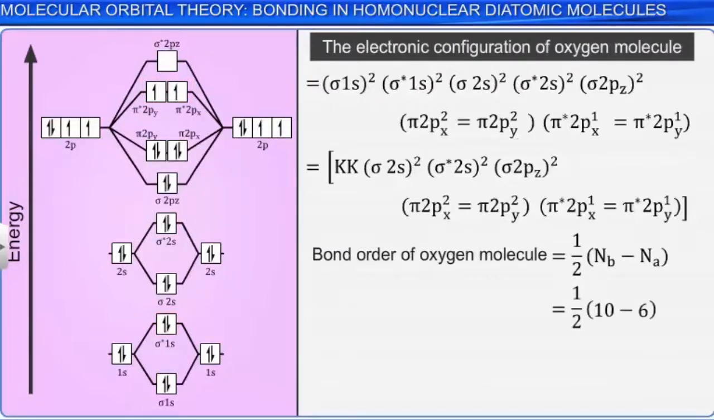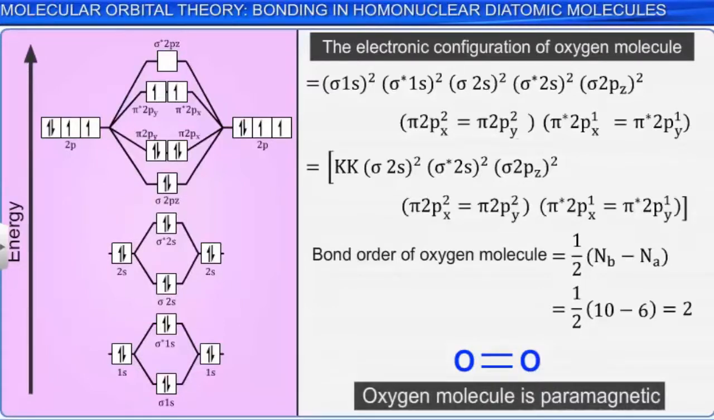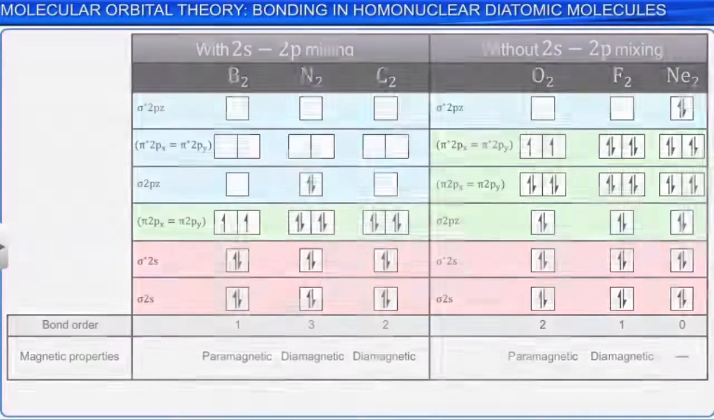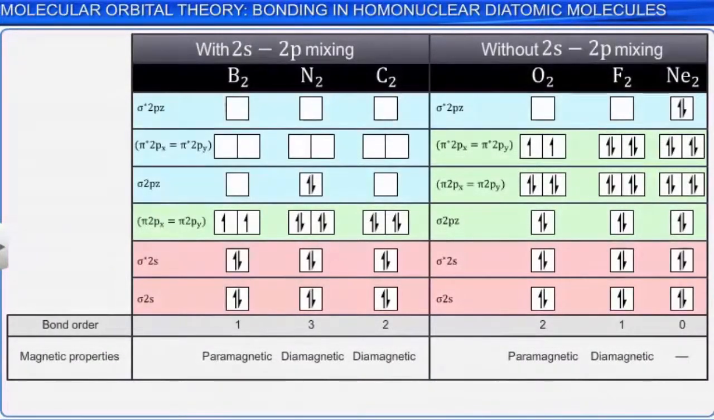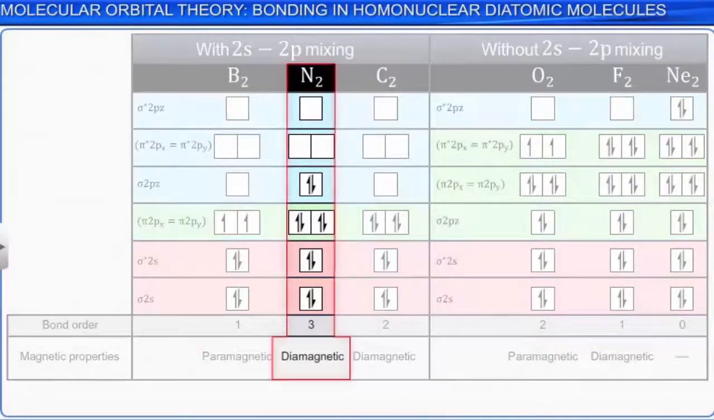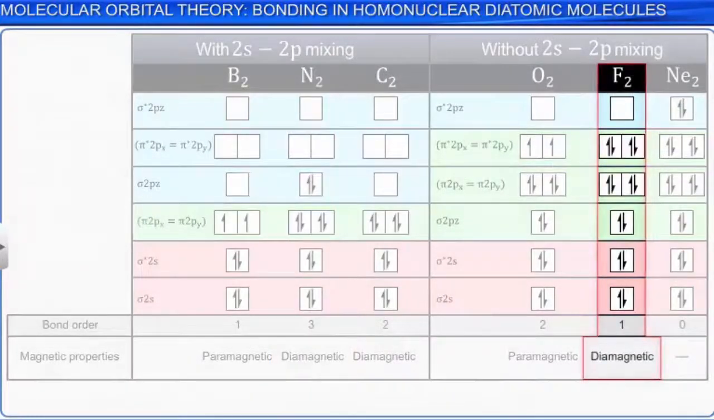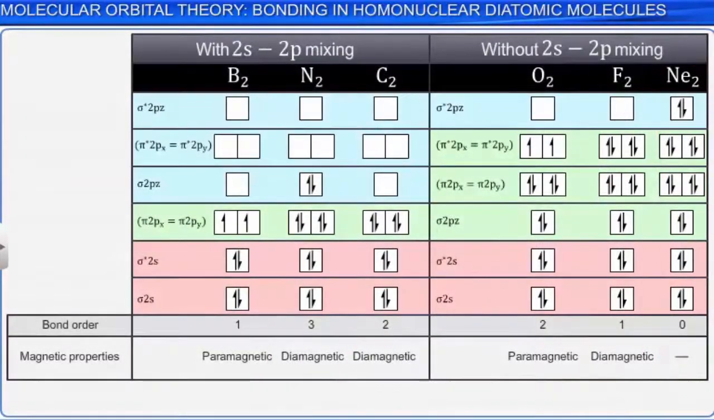Hence, the oxygen atoms in oxygen molecule are held by a double bond. It has been proved experimentally that it is paramagnetic in nature. This is due to the presence of 2 unpaired electrons in its molecular orbitals. Similarly, the electronic configurations of other homonuclear molecules such as boron, nitrogen, fluorine and neon are shown here, from which bond order and magnetic property can be calculated, as given in this table.